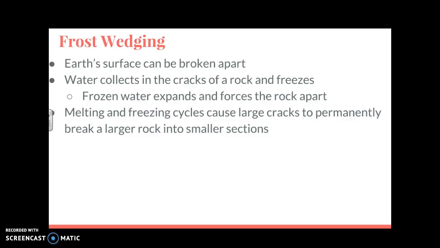What is frost wedging? This may be the first time you've heard of it. Earth's surface can be broken apart. Water collects in the cracks of a rock and freezes. Frozen water expands and forces the rock apart. Melting and freezing cycles cause large cracks to permanently break a larger rock into smaller sections.